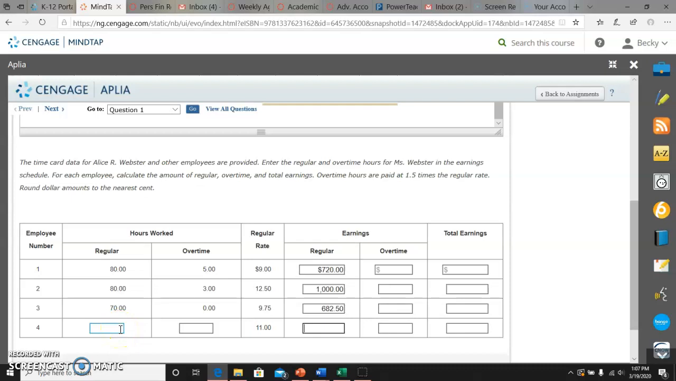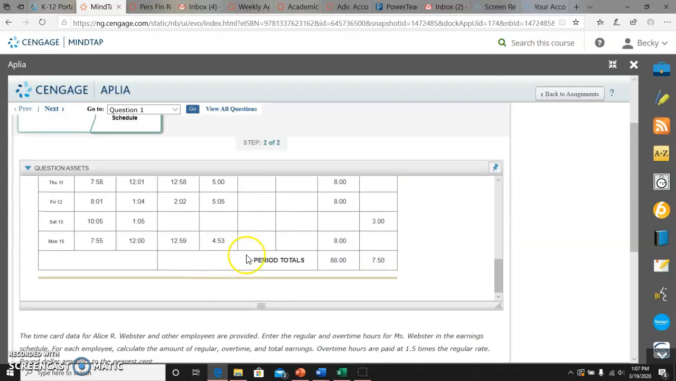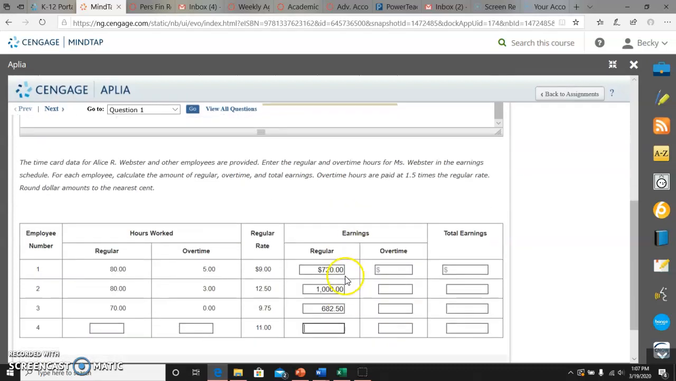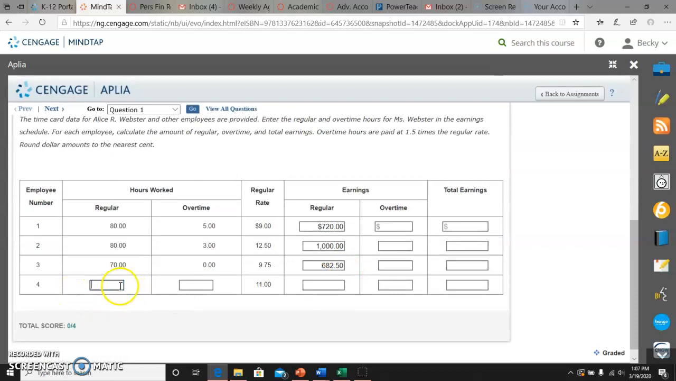the card for Alice. So on Alice's, we had 88 regular hours, and we had 7.5 overtime hours. So her regular earnings, 88 times $11, is $968. So that's all your regular. That's the easy part for sure.